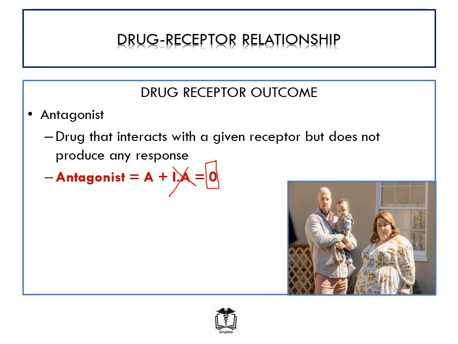It's important to remember that antagonists are not doing the opposite. Right? They're just occupying space, but they are preventing other ligands from acting on the receptor. Thereby, they are preventing other ligands from producing a positive response.